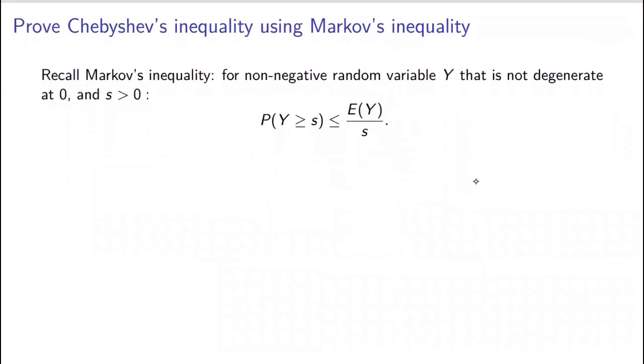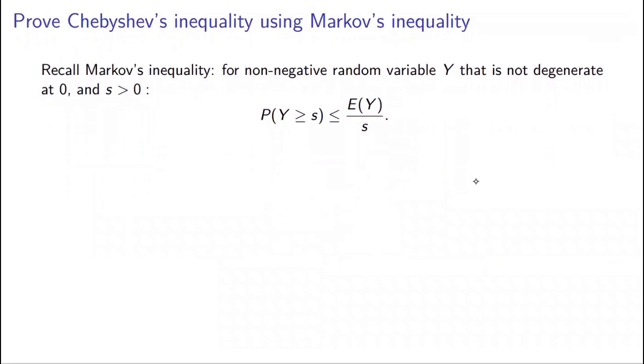Let's go ahead and prove Chebyshev's inequality using Markov's inequality we have learned in the last two videos. For Markov's inequality, let's say we have a random variable y that is non-negative. Non-negative means the probability that y takes values of 0 or more is 1. That is, it only takes values greater than or equal to 0. It cannot be negative. And it is not degenerate at 0.